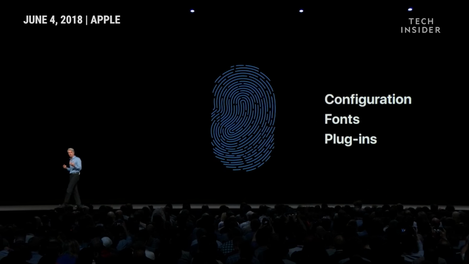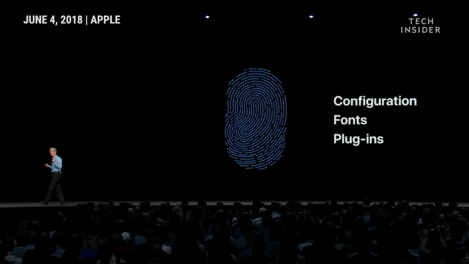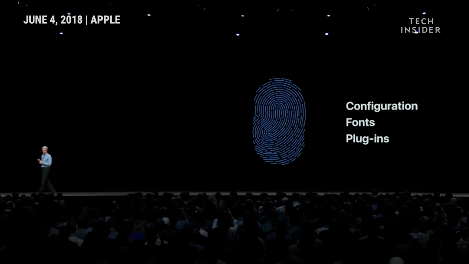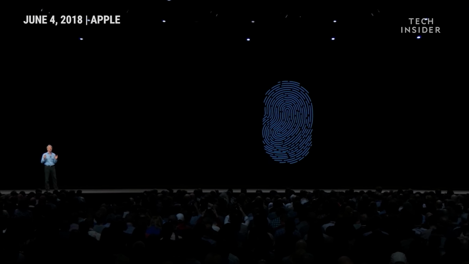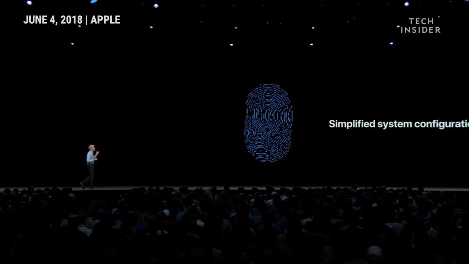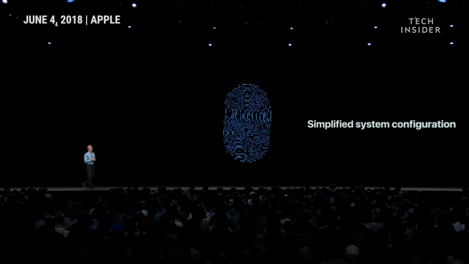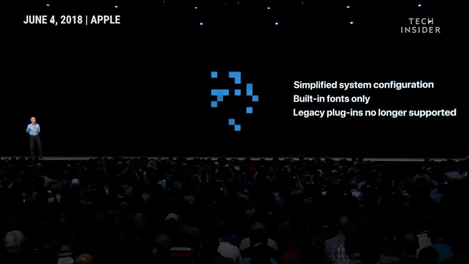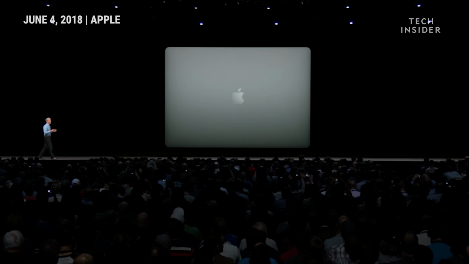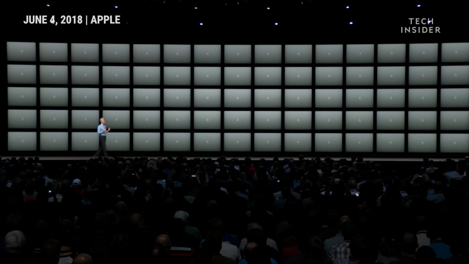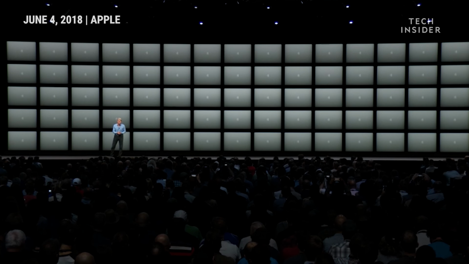And these data companies can use this set of characteristics to construct a unique fingerprint to track your device from site to site. With Mojave, we're making it much harder for trackers to create a unique fingerprint. We're presenting web pages with only a simplified system configuration. We show them only built-in fonts. And legacy plugins are no longer supported, so those can't contribute to a fingerprint. And as a result, your Mac will look more like everyone else's Mac, and it will be dramatically more difficult for data companies to uniquely identify your device and track you.